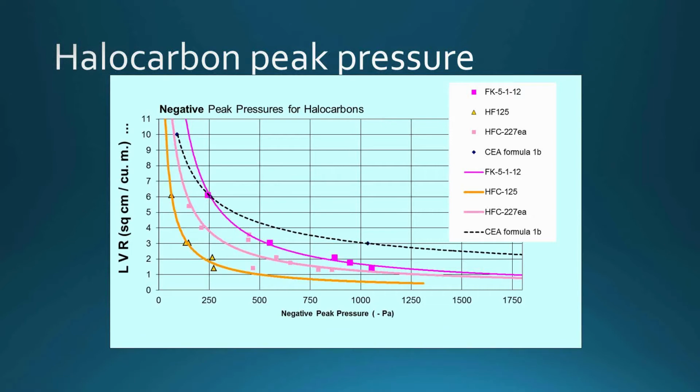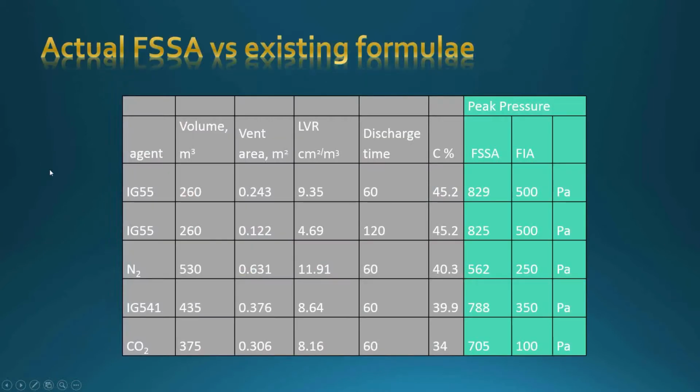But we did find that once the enclosures were tightened down to the level that they need to in order to maintain concentration, we can have almost as much peak pressure with some halocarbons as we do with the inerts. The other big surprise was that most of the halocarbons produced a negative pressure spike in addition to a positive pressure spike.